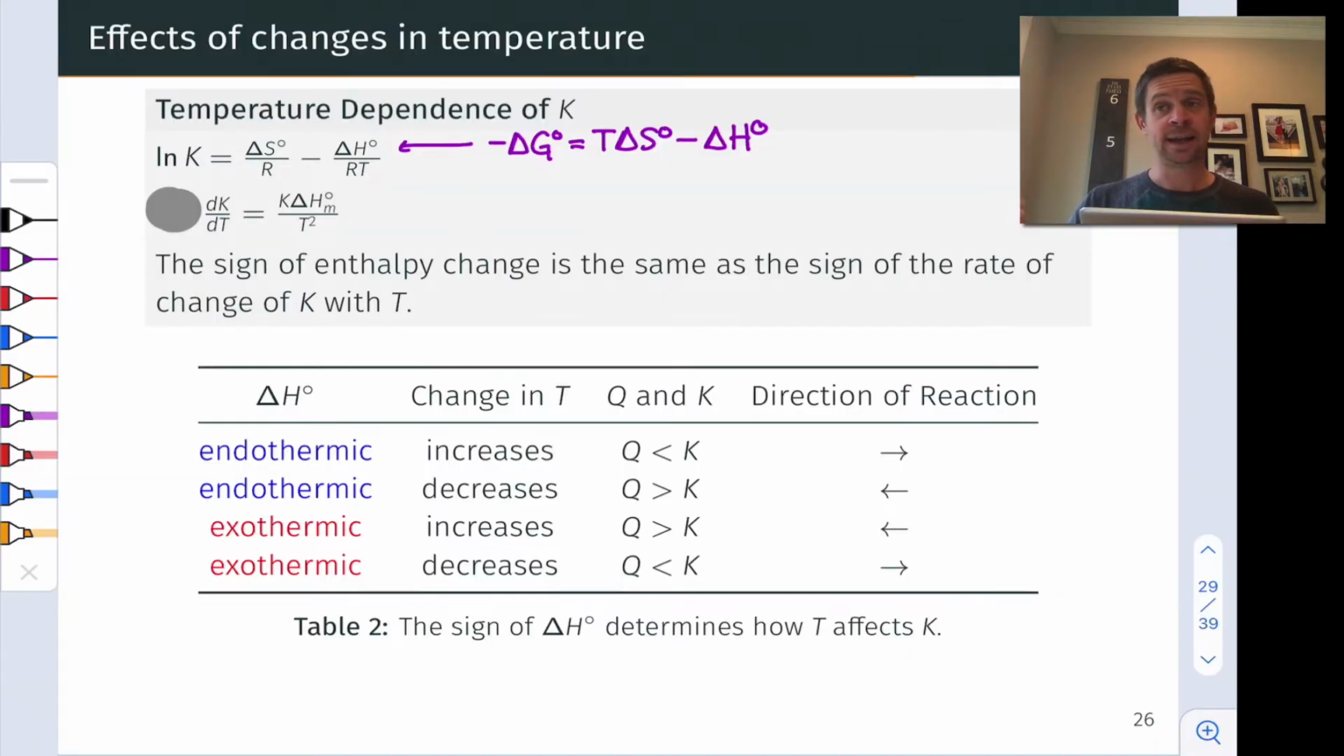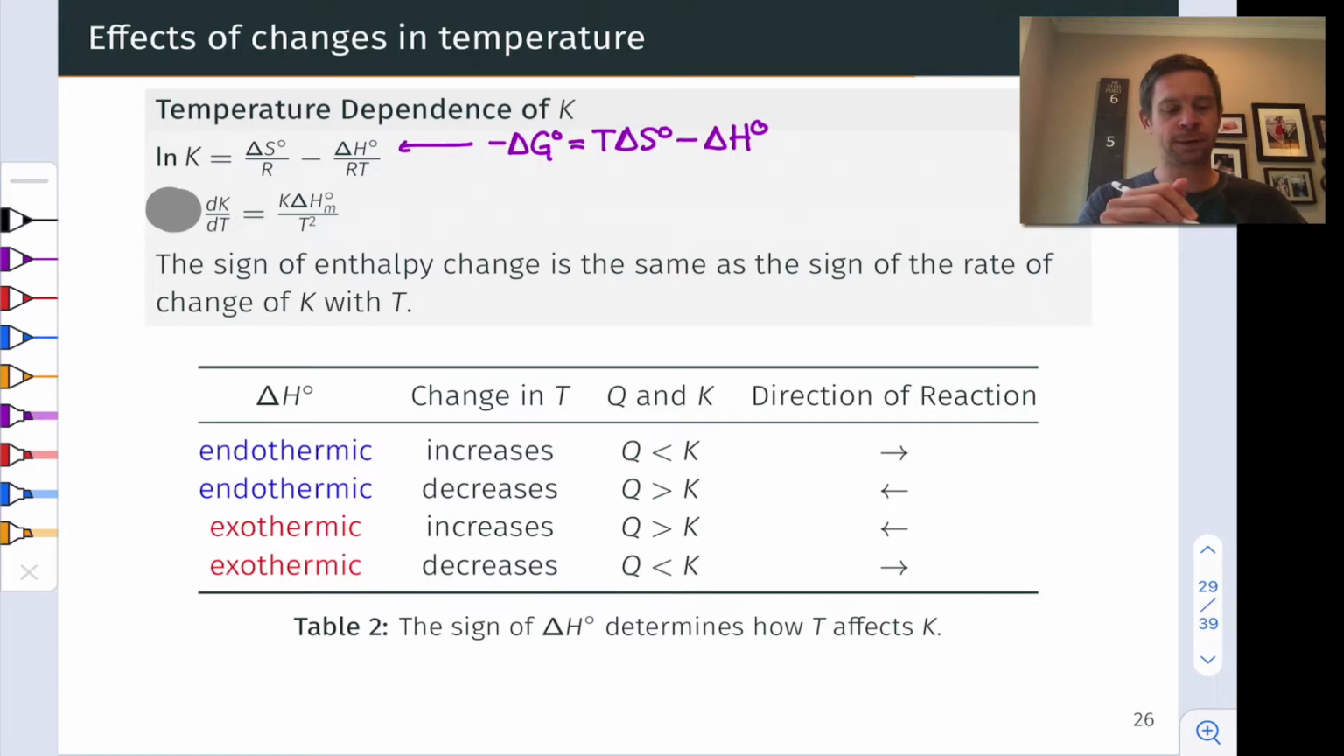Now this essentially tells us how K varies with temperature, but to get an intuitive feel and to move forward with appreciating how K varies with temperature qualitatively, it's helpful to differentiate this equation with respect to temperature and look at the sign, positive or negative, of dK/dT.